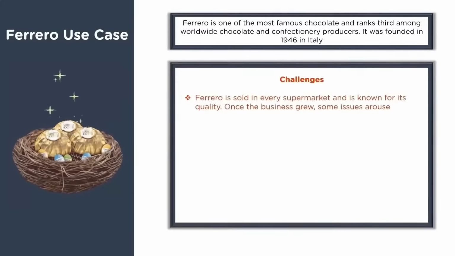The challenge here was that Ferrero, as we know, is sold in every supermarket and is known for its quality. Once the business grew, some issues arose, right? And that's what happens when the business grows. You have issues popping up, which could be related to the volume of data, the speed with which the data is getting generated, the variety of data, and also looking at your platforms which support different dynamic applications, your scalability requirements, performance requirements, and so on.